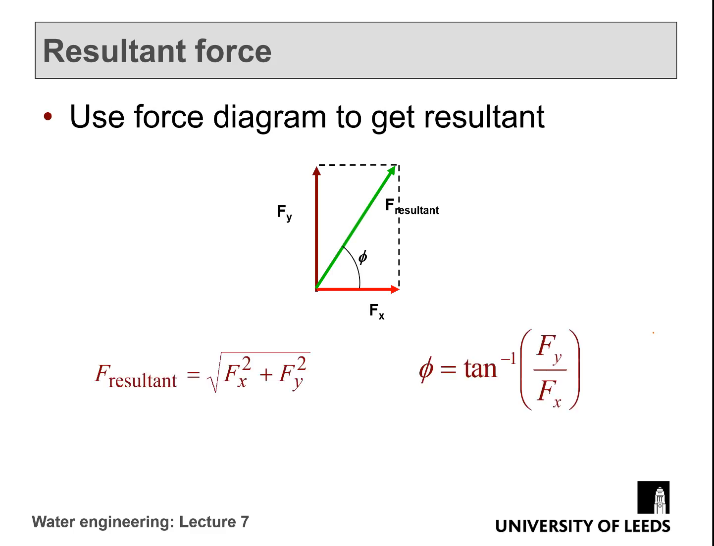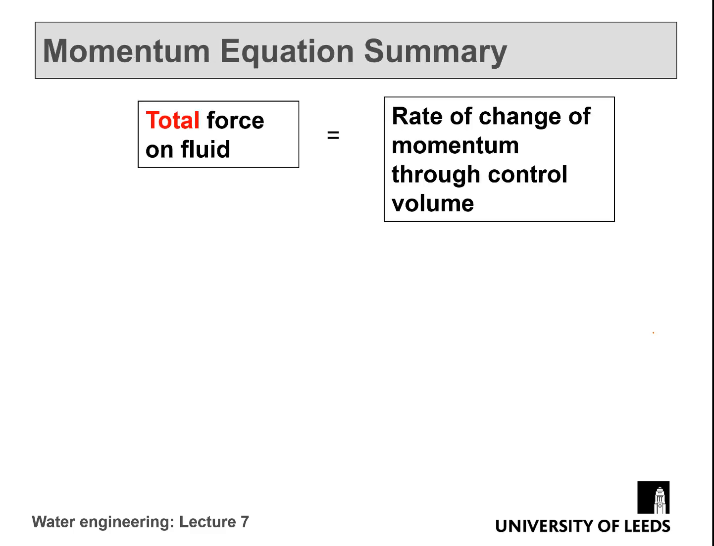The force diagram, which you'll be familiar with, allows us to calculate the resultant force. The resultant force is the green arrow, and we just get that from Pythagoras. F resultant equals the square root of Fx squared plus Fy squared, and the angle of that resultant force is tan to the minus 1 of Fy over Fx.